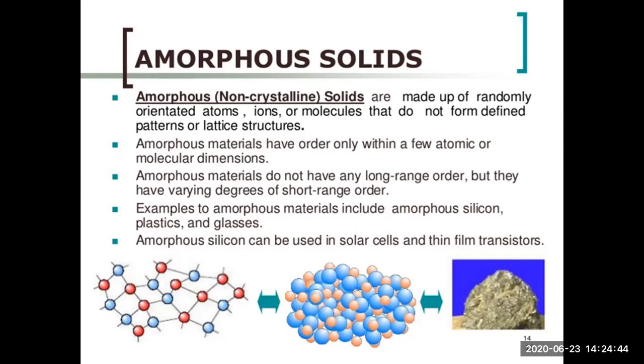Amorphous non-crystalline solids are made up of randomly oriented atoms, ions, or molecules that do not form defined patterns or lattice structures. Amorphous materials have order only within a few atomic or molecular dimensions. They do not have any long-range order, but they have varying degrees of short-range order. Examples of amorphous materials include amorphous silicon, plastics, and glass. Amorphous silicon can be used in solar cells and in thin film transistors.